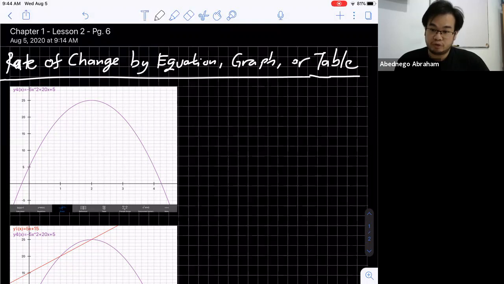Okay, so for today we are going to continue our lesson. Today is chapter 1, lesson 2. The title is rate of change by equation, graph, or table.